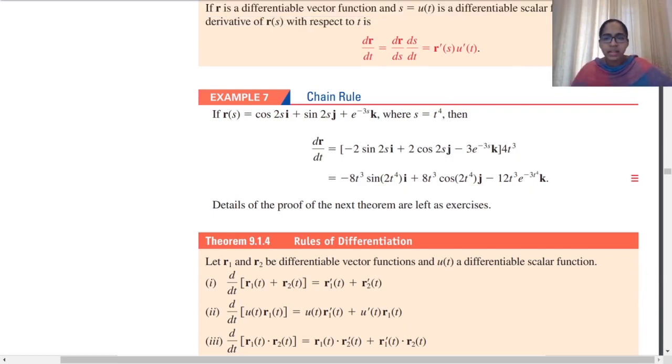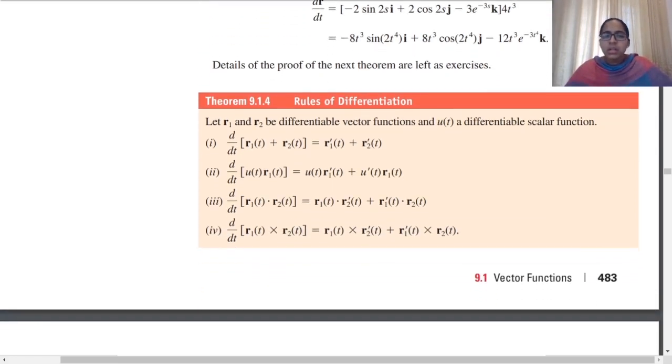Now we can open the bracket and, simplifying it, we'll get minus 8t cubed sin 2t raised to 4. Just substituting the value of s is equal to t raised to 4 and opening the bracket, we get the given expression.